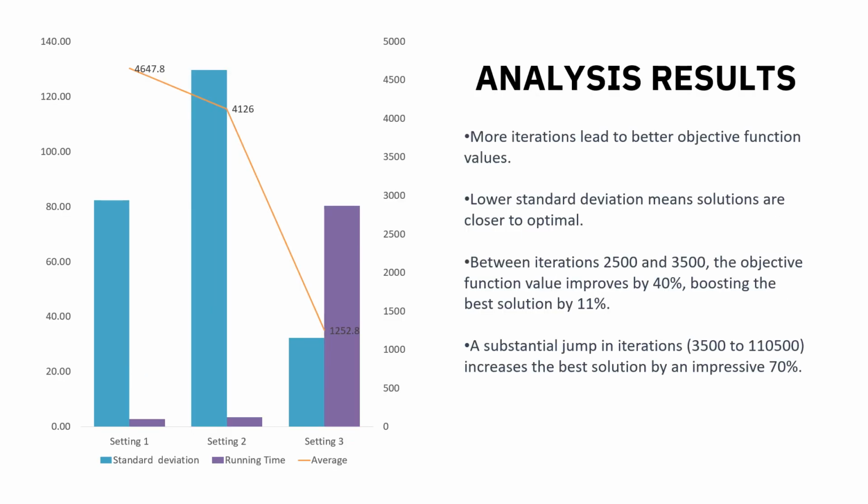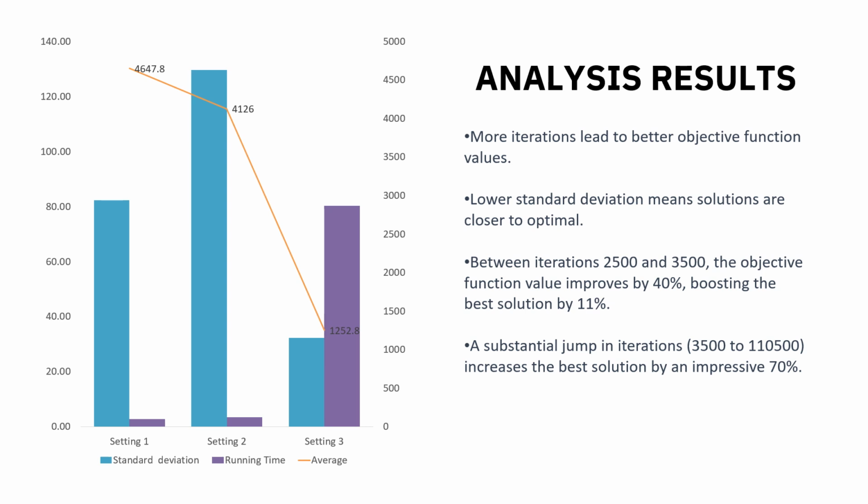This is the result from the hill climbing analysis. The blue bar represents the standard deviation, while the purple bar represents the running time. The orange line represents the average of the solutions from the five runs that we have for each setting.